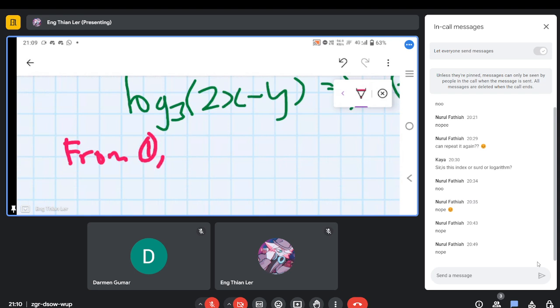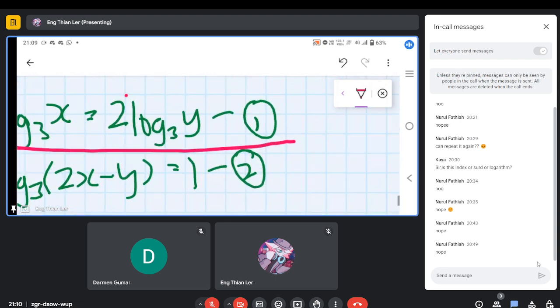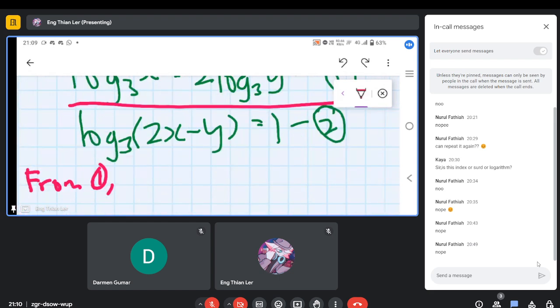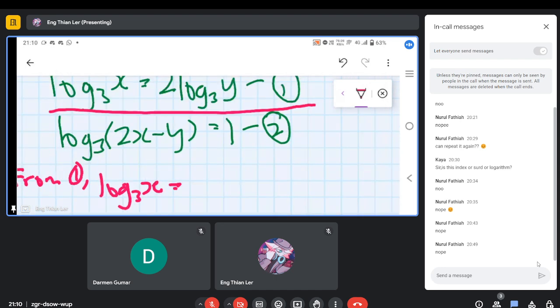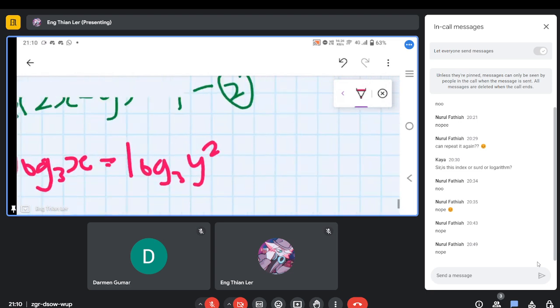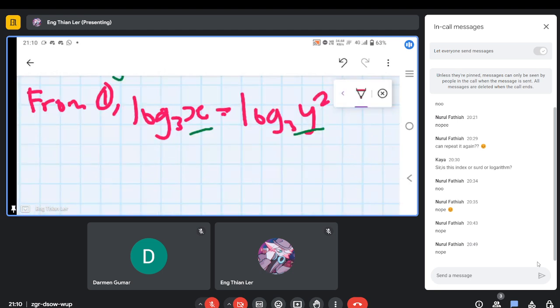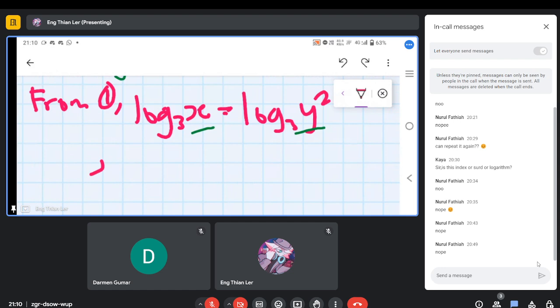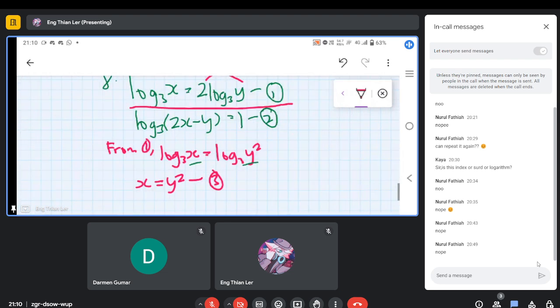From 1, these two can be combined. So log x base 3 equals log y squared base 3. Now this and that are the same, which means they are equal. So our first equation will be x equal to y squared. That's the third equation.